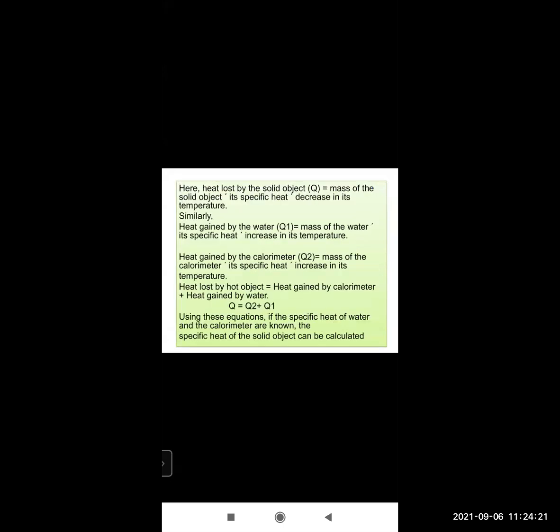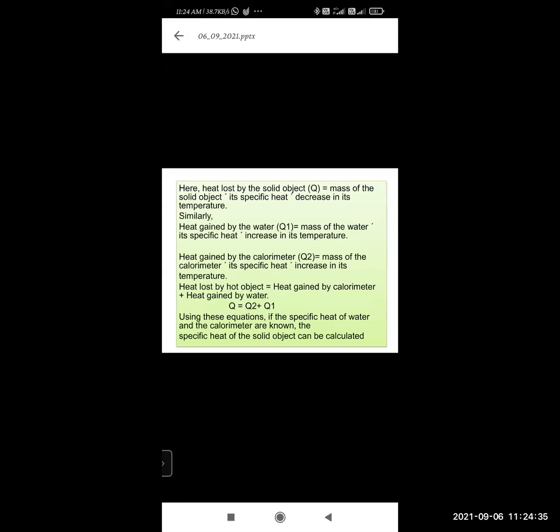Q, heat lost by the hot object. Q1, heat gained by the water. And Q2 means heat gained by the calorimeter. And using this equation, if we know the specific heat of water and the calorimeter, then the specific heat of the solid object can be calculated. At last, we have seen 3 solved examples.